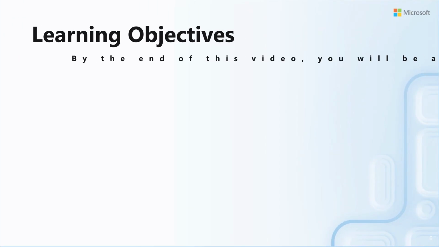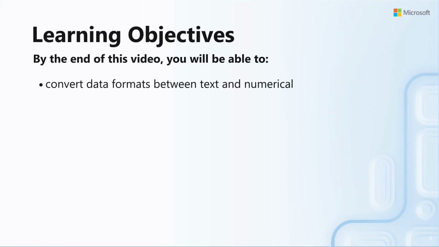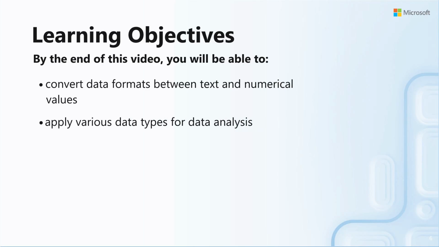In today's session, we're putting Excel Copilot to the test by formatting a revenue column and ensuring it's ready for accurate calculations. We'll walk through converting raw data into a table, diagnosing formatting problems, and using specific prompts to make sure your numbers are treated as numbers and not as text. By the end of this video, you will be able to convert data formats between text and numerical values effectively using Copilot, and apply various data types for effective data analysis.